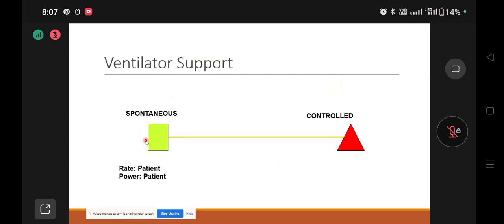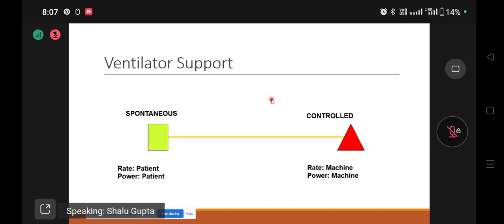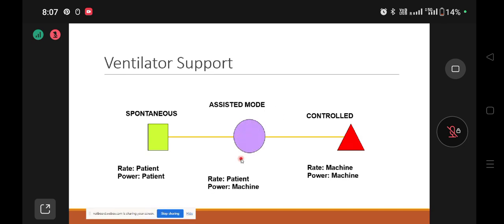So now there are various modes. I think we all know there is a spontaneous mode where the patient is taking breaths. Both the rate and the power are given by the patient. There is a control mode, where both the rate and the power are given by the machine. So it's totally controlled by the machine here, and totally controlled by the patient there. There is an in-between mode also, which is called assisted mode. Here, part of the rate is controlled by the patient himself, but it is supported by the machine.